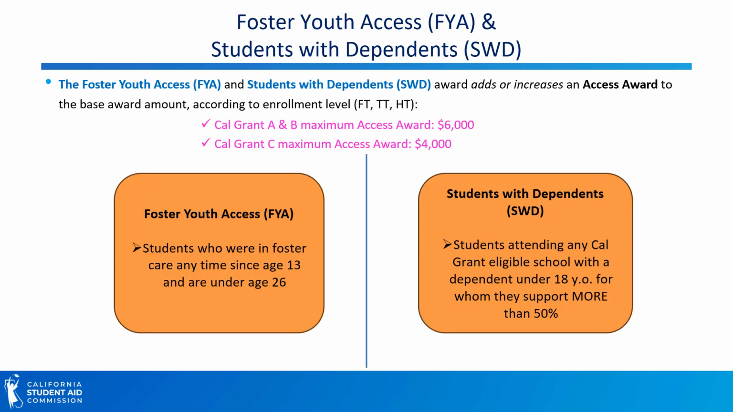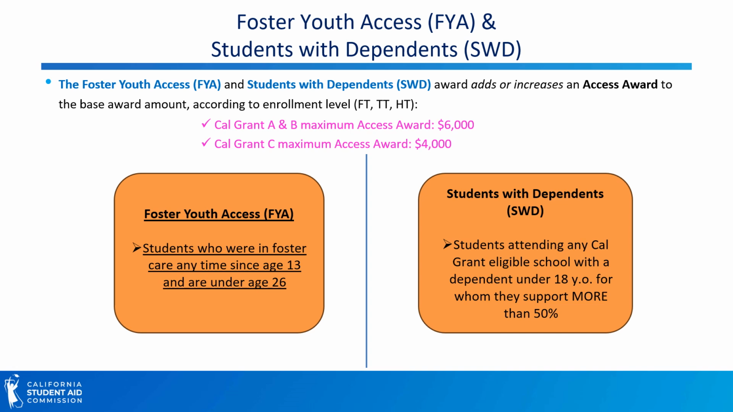We also have the Foster Youth Access Award and the Students with Dependents Award. The Foster Youth Access Award was created with the goal of enabling more foster students to receive financial aid to attend college. Students who are in foster care on or after age 13 and have not reached age 26 by the start of the award year meet the age criteria for the Foster Youth Access Award.